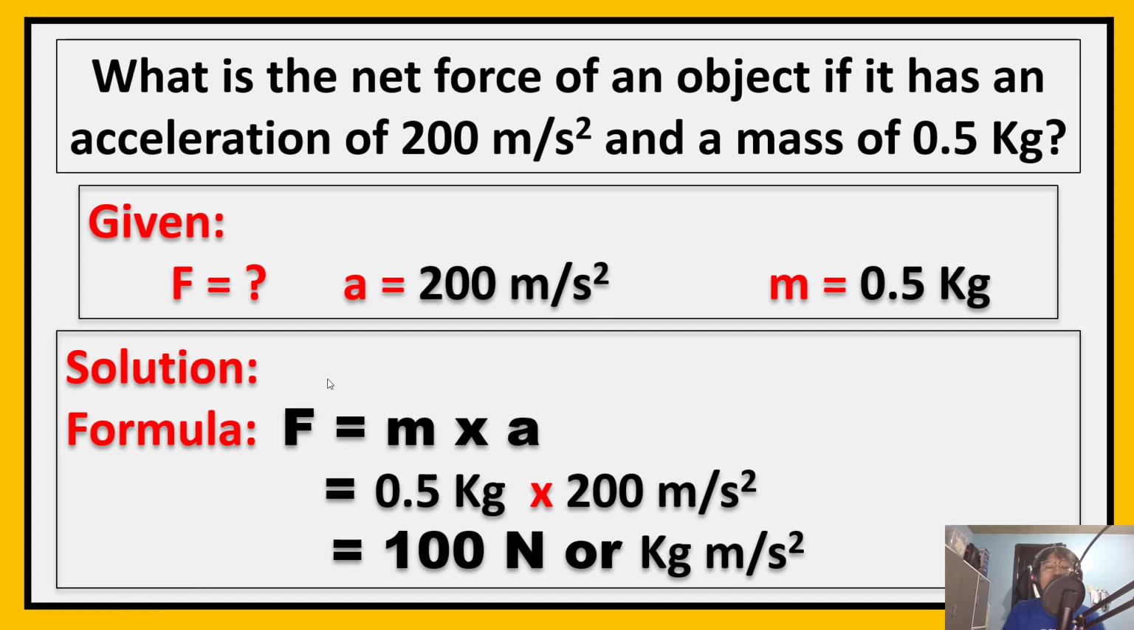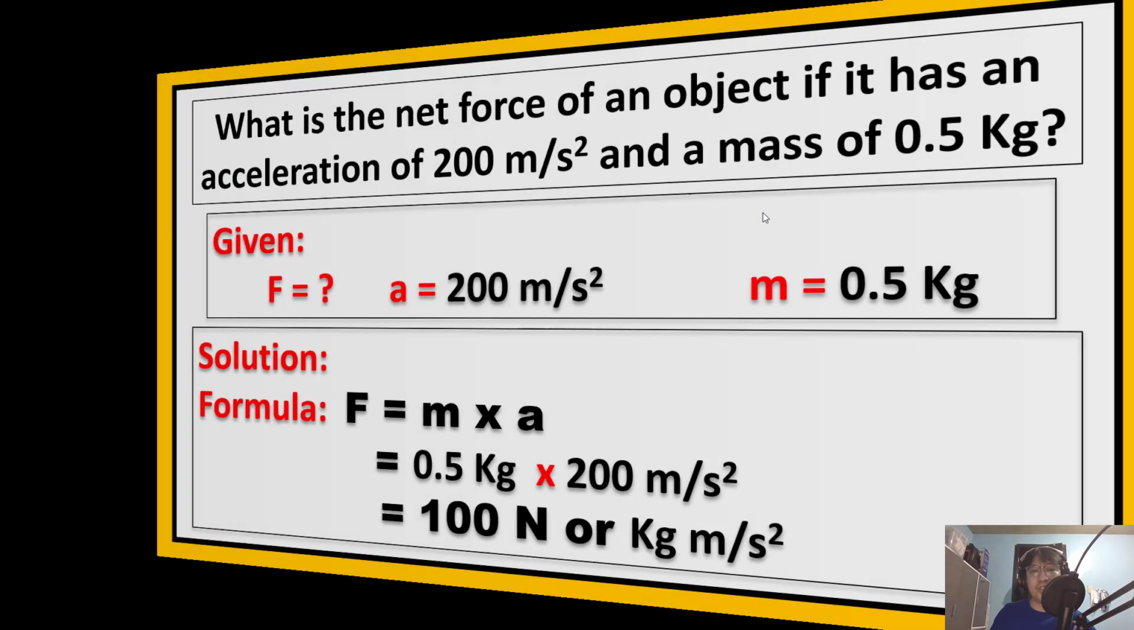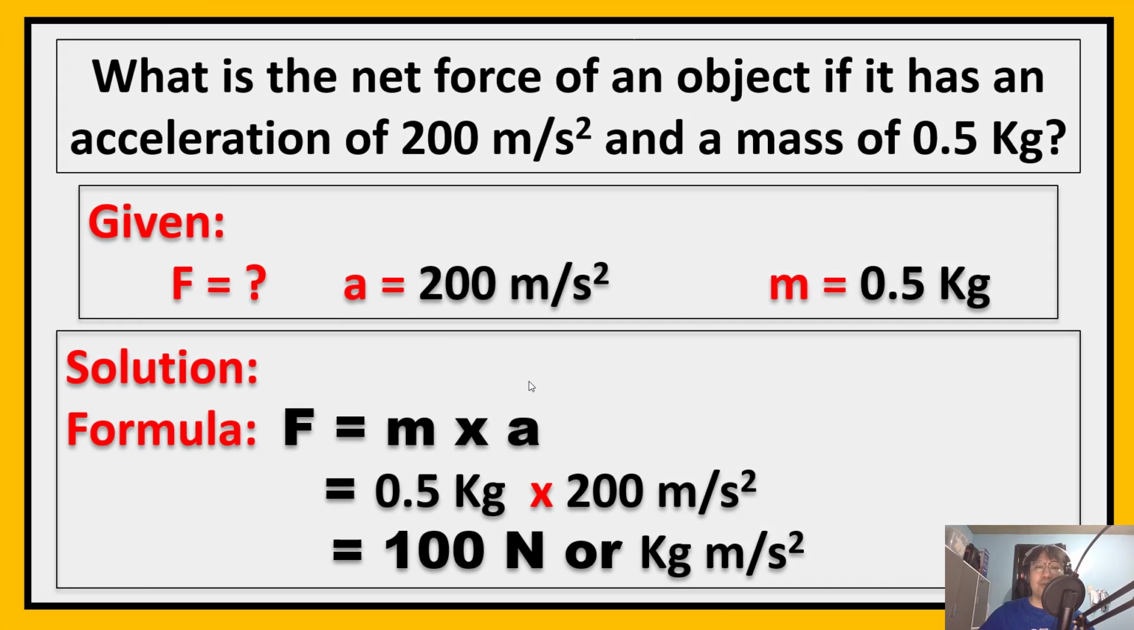So next, let us have the first question. What is the net force of an object if it has an acceleration of 200 meter per second square and a mass of 0.5 kilogram? Okay, so we determine the acceleration and the mass using the reference. We are asked to get the force. So the force is the product of mass and acceleration. We already have the mass and acceleration and its unit, 0.5 kilogram for mass and meter per second square for acceleration. We just multiply it.